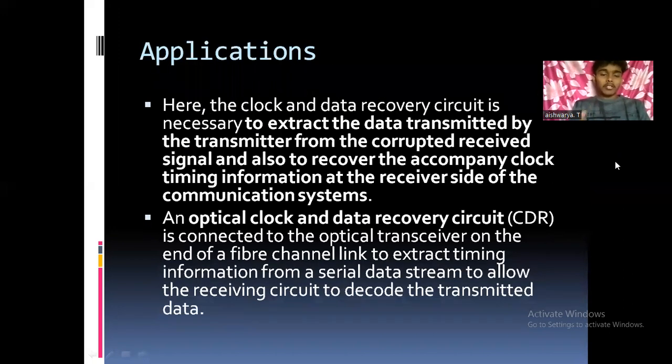Coming to applications of the CDR, clock and data recovery circuits are necessary to extract the data transmitted by the transmitter from the corrupted received signal, and also to recover the clock timing information at the receiver side of communication systems and applications. In optical communication, the CDR is connected to the optical transceiver and the end of the fiber channel link to extract timing information from a serial data stream, allowing the receiving circuit to decode the transmitted data.